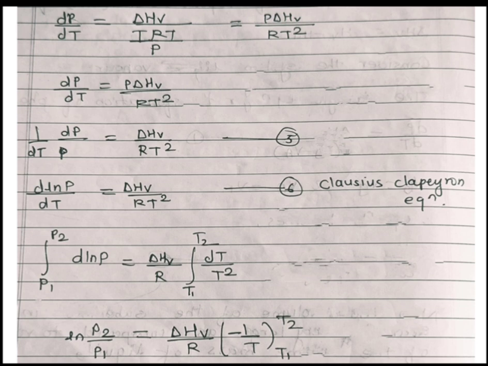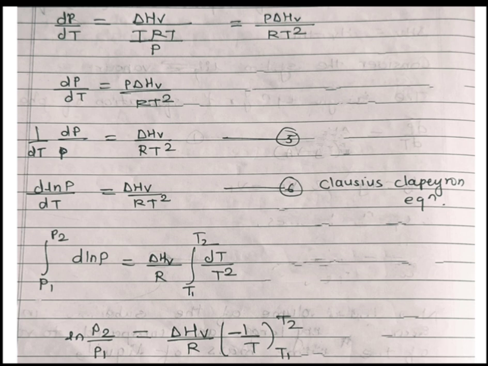So this is our equation number 6, also known as the Clausius-Clapeyron equation. Now we are putting limits. Just put limits on the left side: the integral of d ln p goes from p1 to p2, equal to del Hv upon R, the constant terms taken to the left, times the integral of dT upon T squared, with limits T1 to T2.